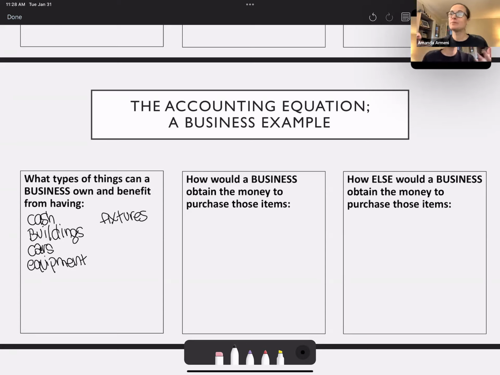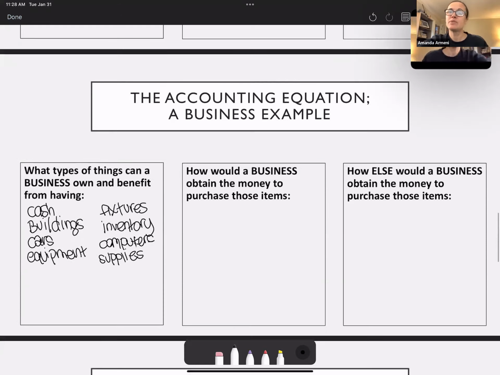How about the goods themselves, right? Those goods that a place like Target is selling to their customers, those goods we actually call in accounting inventory, right? So there's inventory on the shelves that the customers can come in and purchase. What if a company needs computer equipment, right? Just like individuals need computers. Maybe they have supplies, right? Maybe they need office supplies. So these are all examples of things that a business can own and benefit from having.